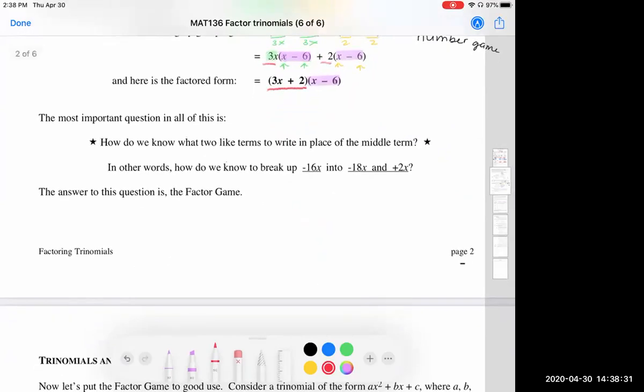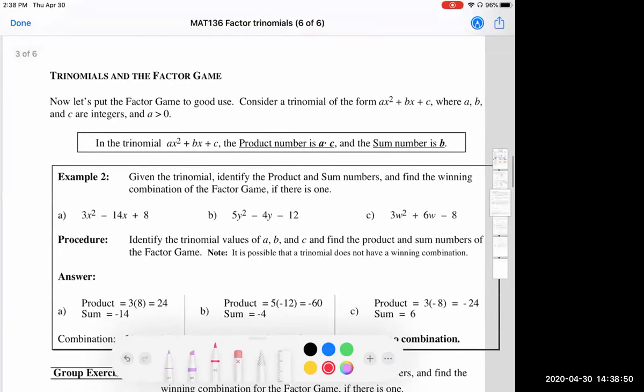The most important question in all this is, how do we know what two like terms to write in place of the middle term? In other words, how do we know to break up negative 16x into negative 18x and 2x? The answer to this question is the factor game, which we already did. Trinomials and the factor game.